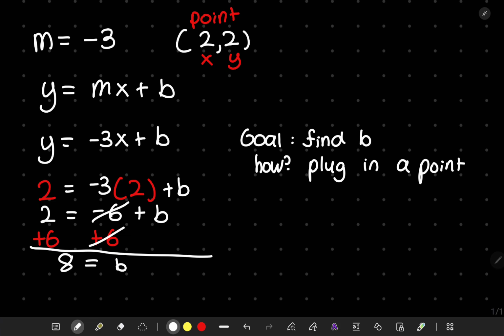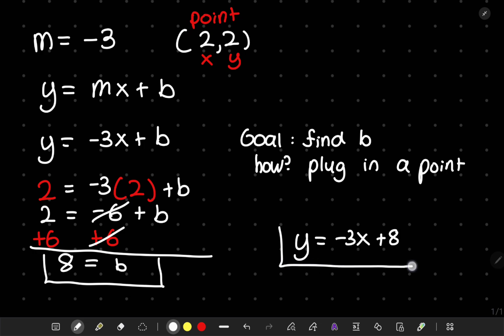So therefore, I have finally what b is. But I'm not done yet, because all I have to now simply do is replace b with that value. So I'm going to say, instead of saying -3x plus b, I'm going to replace that b with our new value, which is plus 8. And that's essentially what we do.